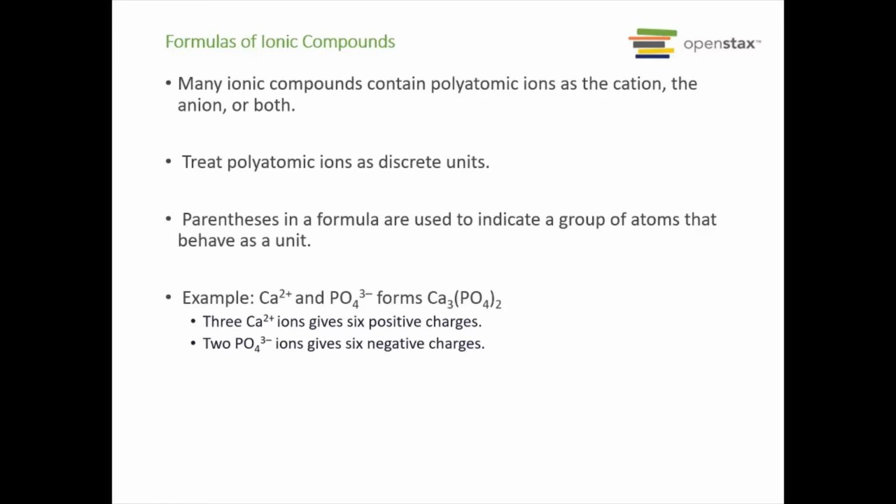Some ionic compounds have polyatomic ions as the cation, the anion, or both. We treat polyatomic ions as a discrete unit. We don't pull them apart. For instance, calcium and phosphate can combine. Calcium has a charge of 2+, and phosphate, the whole thing, has a charge of 3-. One thing I've always done is draw parentheses around the ion just so I always remember this whole thing has this 3- charge. If I wanted to make a compound with it, you can still do crisscross. I need 3 calcium, and I need 2 of this entire PO4. So you put your polyatomic in parentheses, and then you put a subscript on the outside to say there are 2 of this entire thing. There's 2 PO4s.